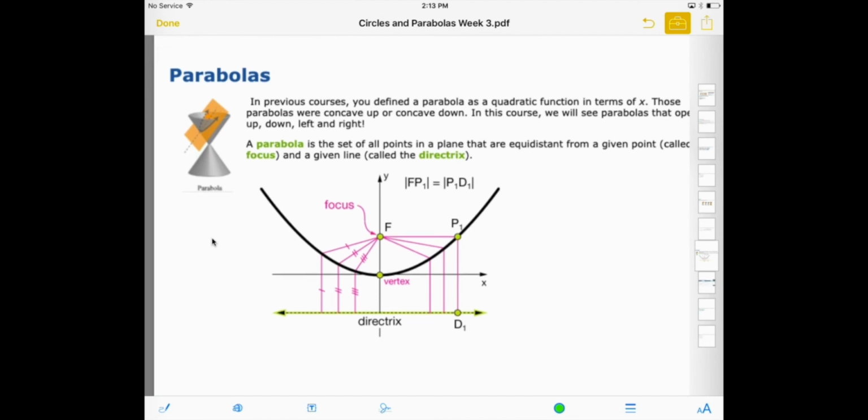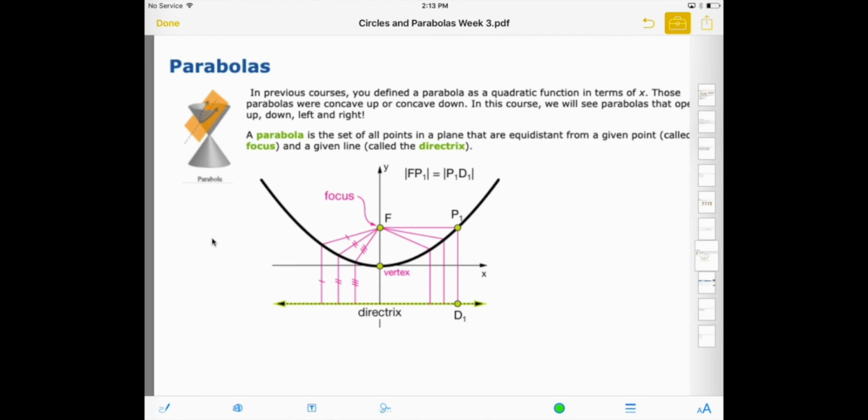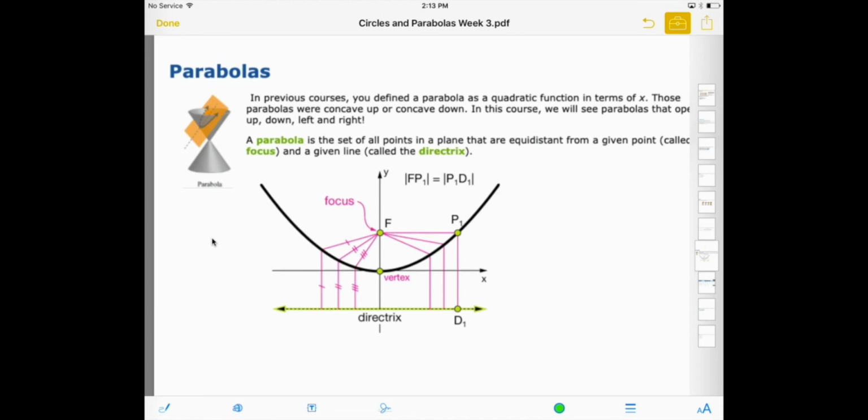Alright, so moving on from circles into parabolas, it says, in previous courses you defined a parabola as a quadratic function in terms of x. We said that earlier on the very first page where it's typically x squared or ax squared plus bx plus c. Those parabolas were concave up or concave down, so either pointing up or pointing down. In this course we will see parabolas that open up, down, left, right.